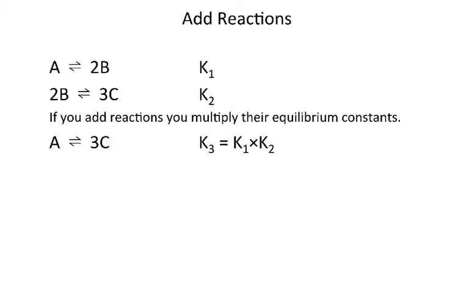And if I have two reactions that I can add together to get a third reaction, I'm going to add these together, and because 2B appears on both the products and the reactants, it'll cancel out. So any two reactions that I can add together to get the third reaction, I multiply their equilibrium constants. So let's look at a couple examples.